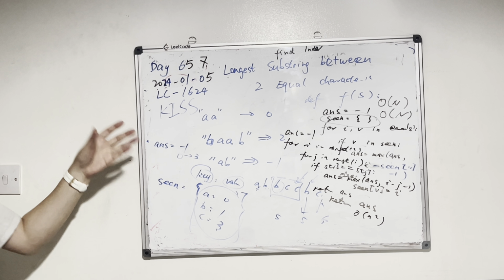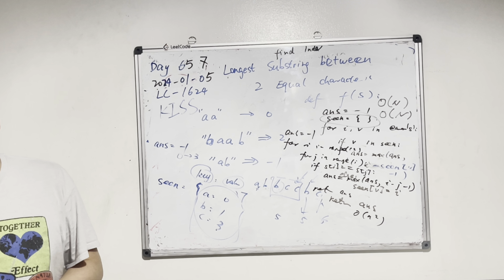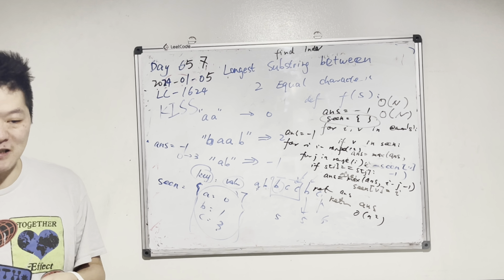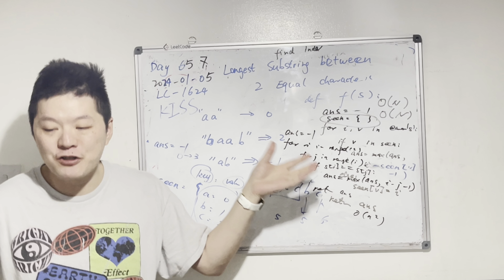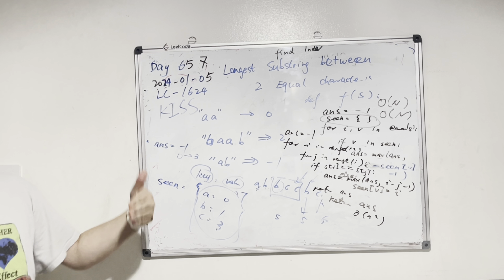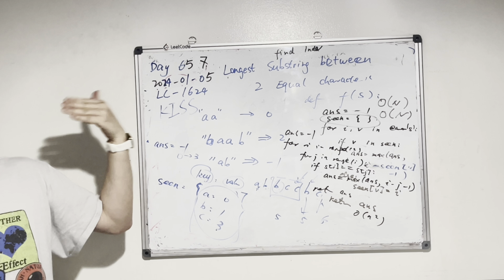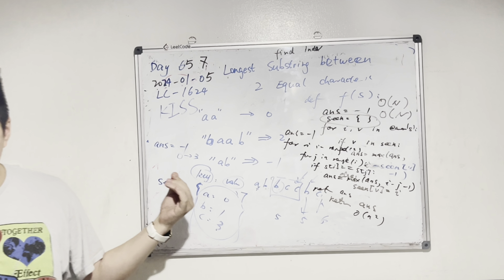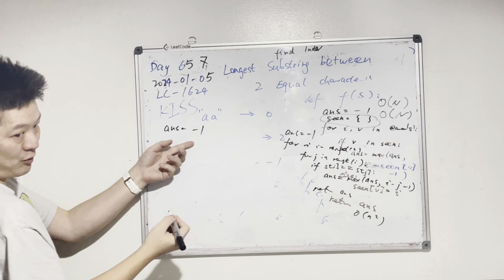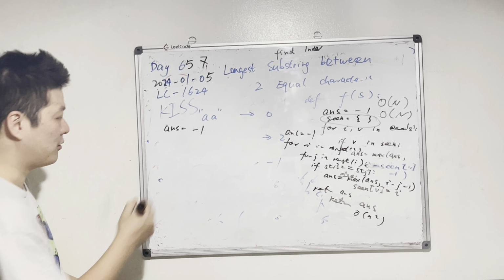Okay. Since we are given a string with all lowercase, we can just iterate over each character. There are only 26 characters in the alphabet, from A to Z. For each character, we find the rightmost index and the leftmost index, if it has any. Sometimes it doesn't appear in the string, then we just skip. With this right and left, we can calculate it. So the answer starts at -1, because if it doesn't have two equal characters, we return -1.